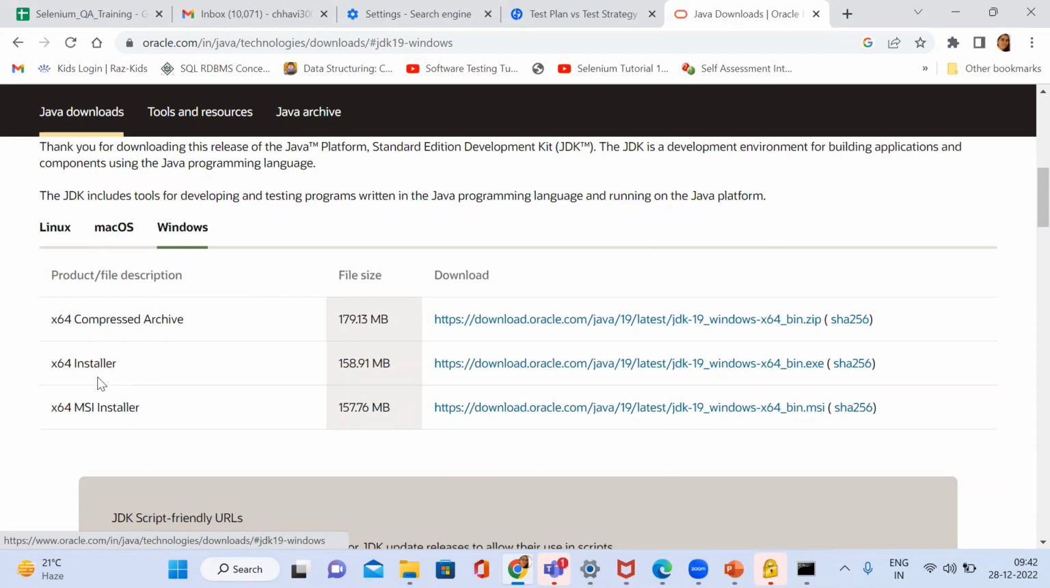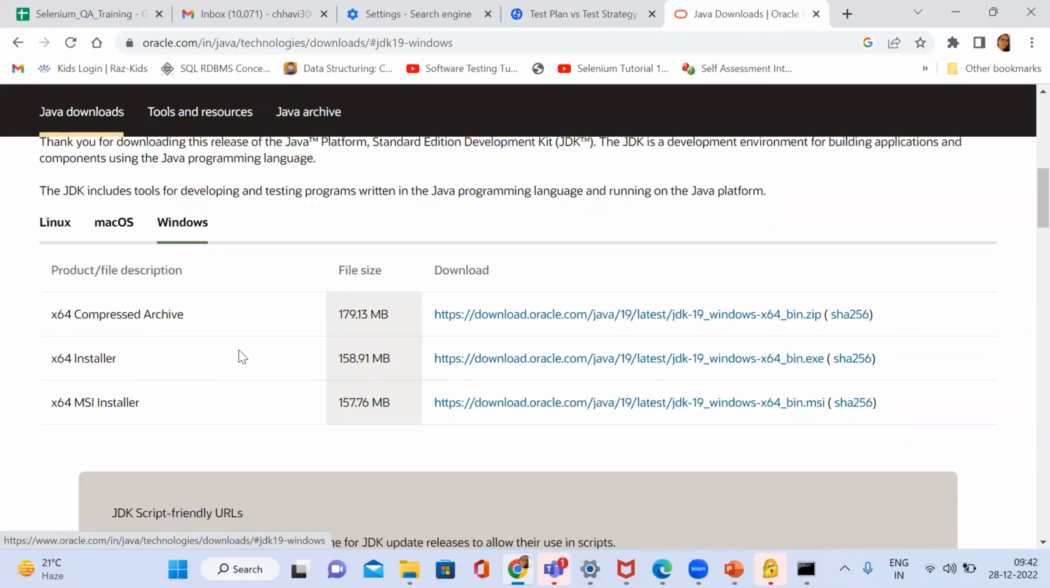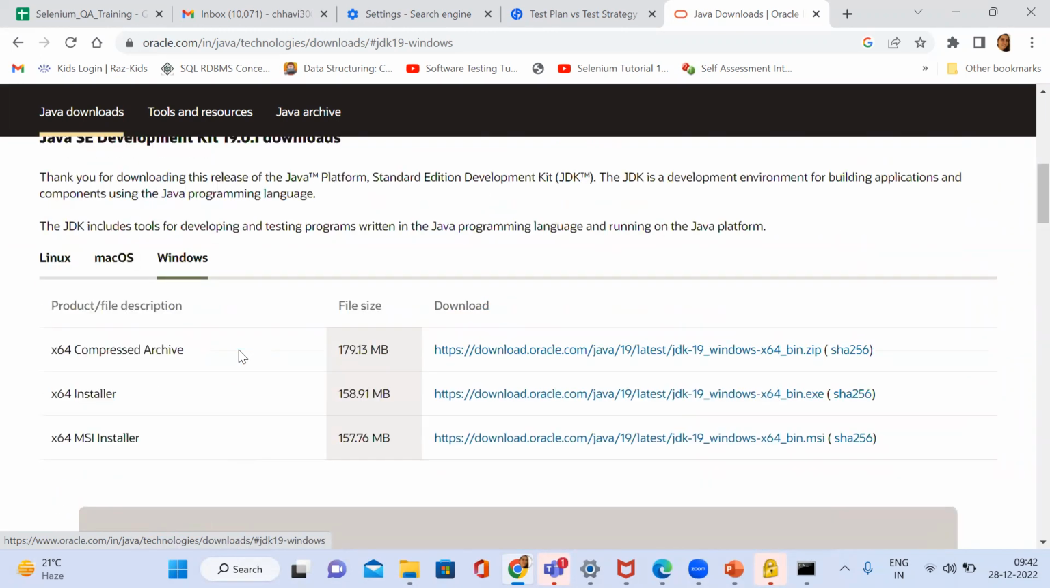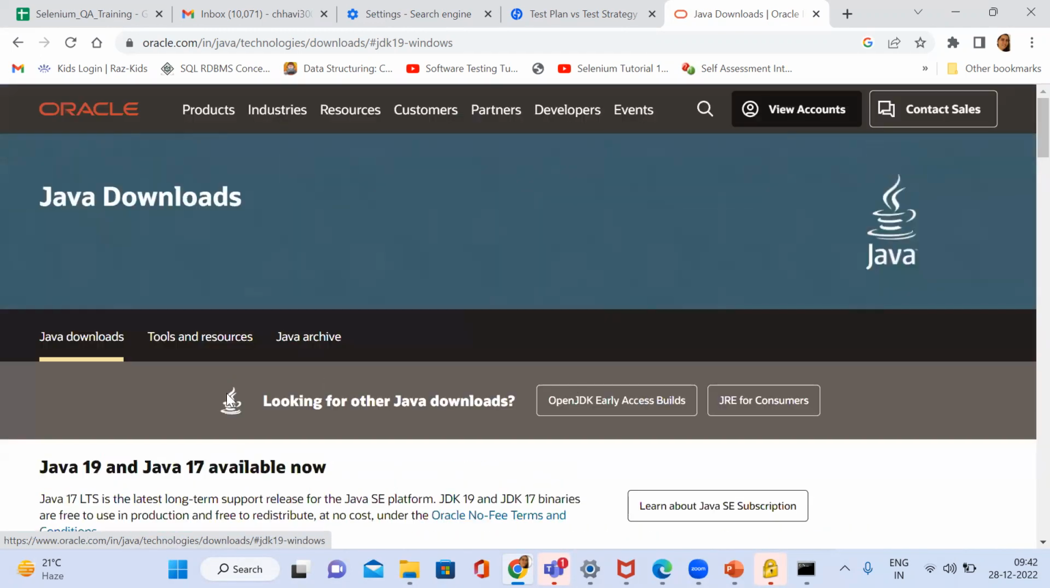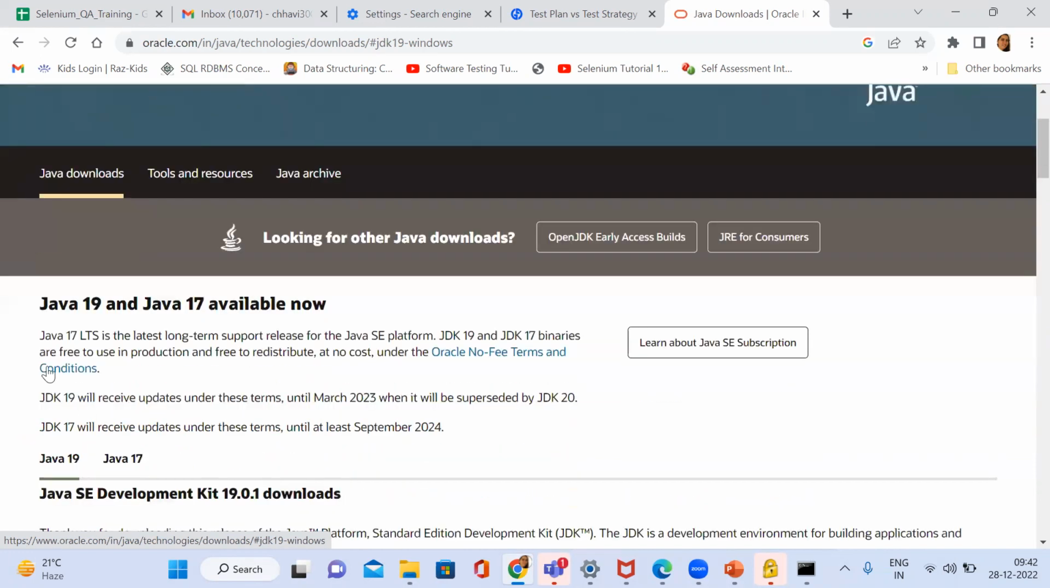I already have it installed, so I will not do it. Whoever has to do it, you have to install it by the JDK installer, whatever version you have. I will send you one video also, which will be helpful for you to install Java. There are different versions available, but you download 11 only, that will be good. There is Java 19 also available now.